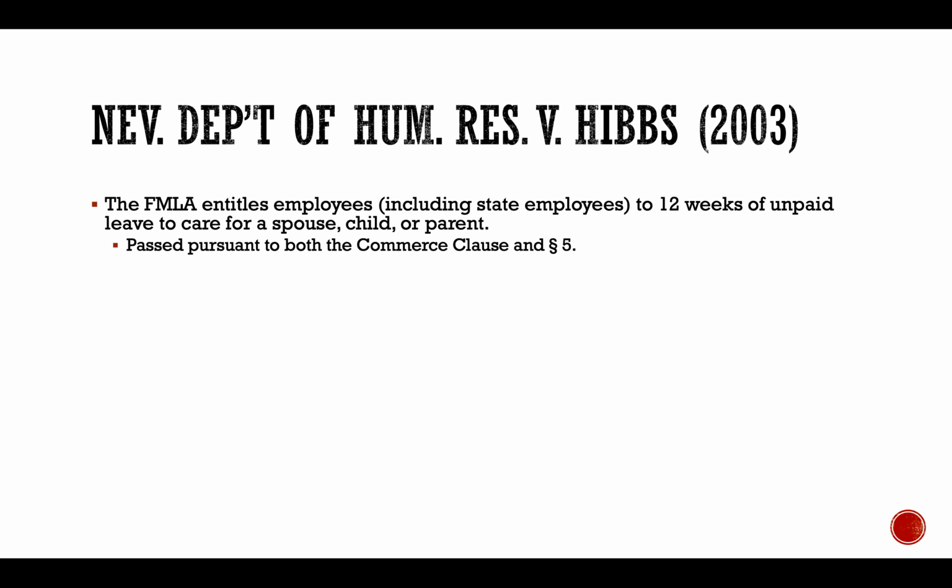We're told that Congress invoked both its Commerce Clause authority and its Section 5 authority in passing and justifying this statute. We're also told that Congress, in very clear terms, over on page 999, intended to abrogate the state's sovereign immunity with respect to this provision of 12 weeks of unpaid leave. The employers couldn't take any adverse employment actions because someone wanted to invoke their 12 weeks of leave. So we see that over on page 999.